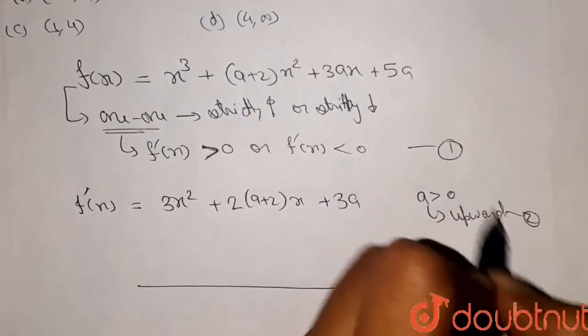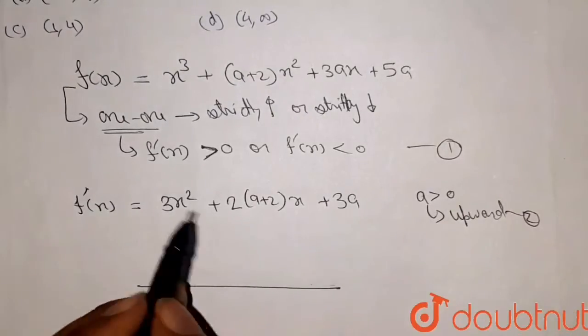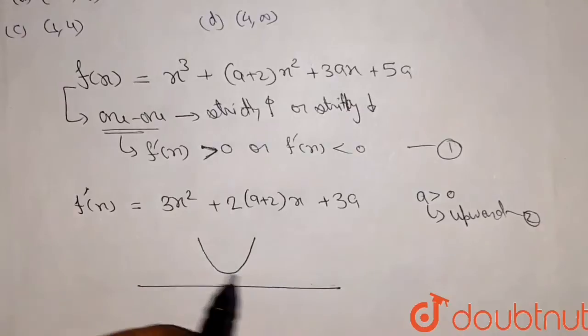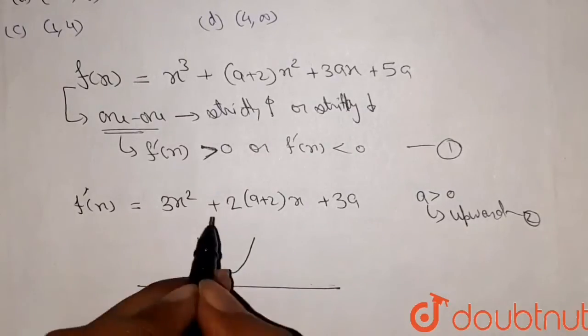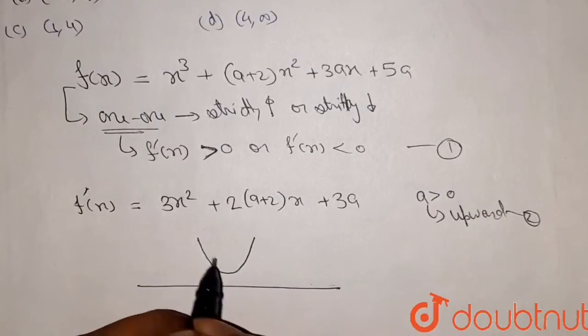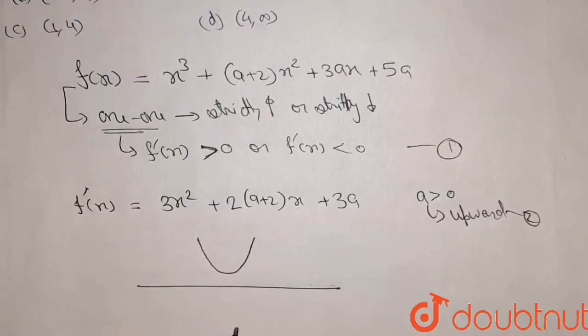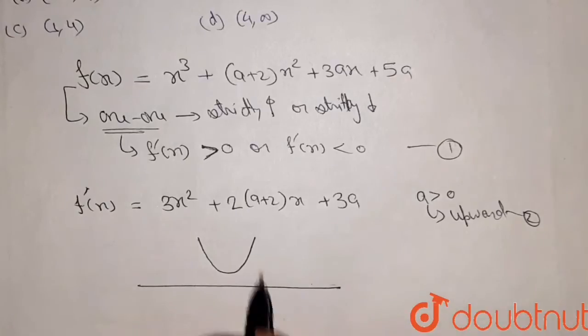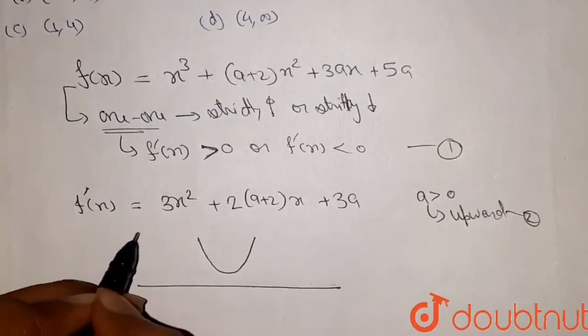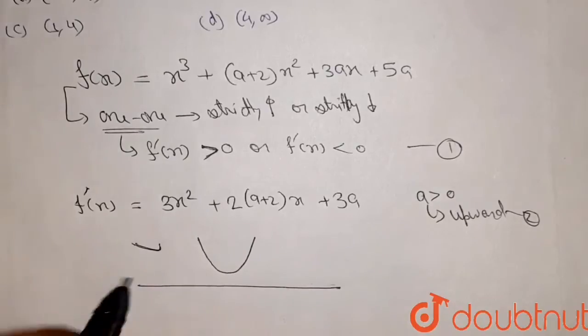So from these two things we can see that the graph of this function will be somewhat like this, right? It will not touch the x-axis, because it is always greater than 0, and it will open upwards, right? It will not be like this, because in that case it will be downward. It will not be like this, because in that case it will cut the x-axis, and at some values of x it will be negative, right? So the final graph of this function will look somewhat like this.